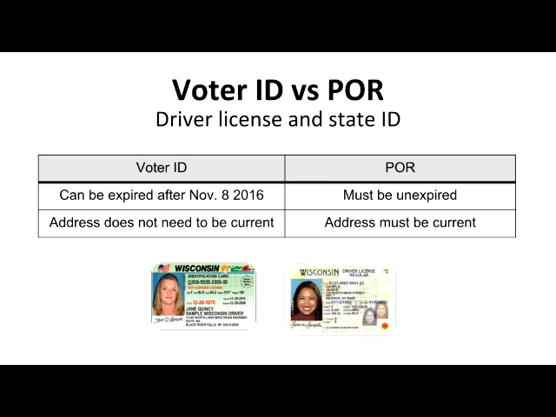Don't get confused by the requirements when using a driver license or state ID as a photo ID on election day versus using them as proof of residence when registering to vote. When used as a photo ID, the driver license and ID can be expired after November 8, 2016. When used as proof of residence, however, the driver license and ID must be unexpired. Also, when the driver license or ID is used as a photo ID, the address on the card does not need to be the correct address. When used as proof of residence, however, the address on the card must be the current address. That is the address the voter is using to register.